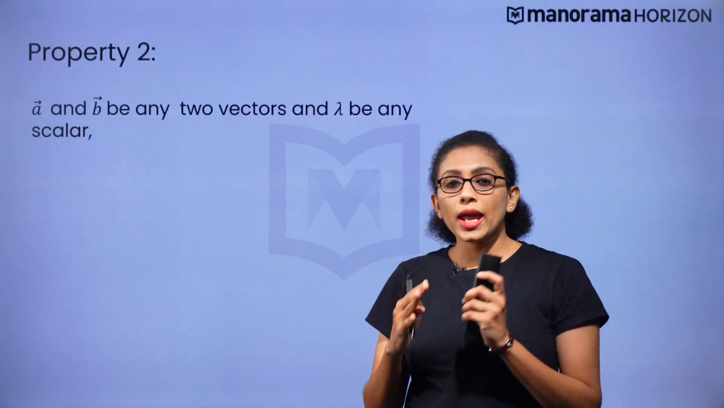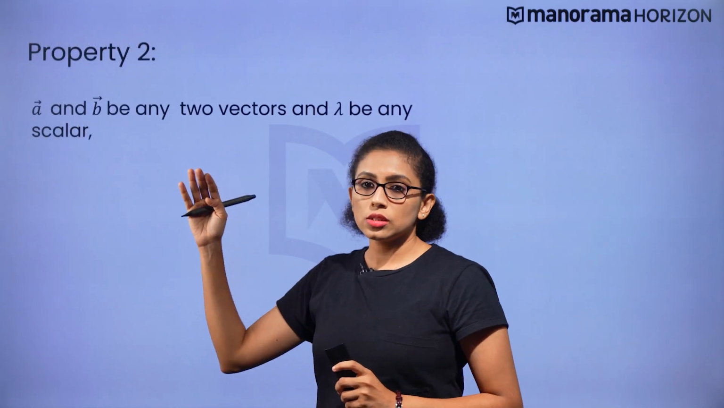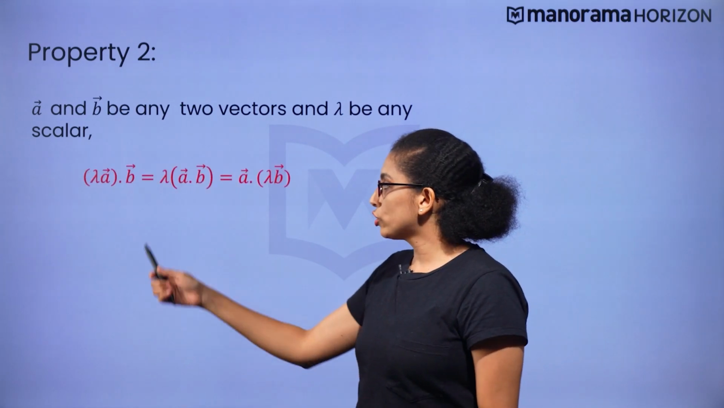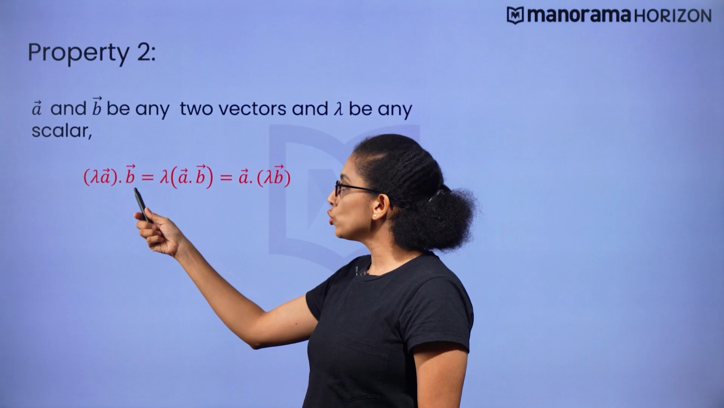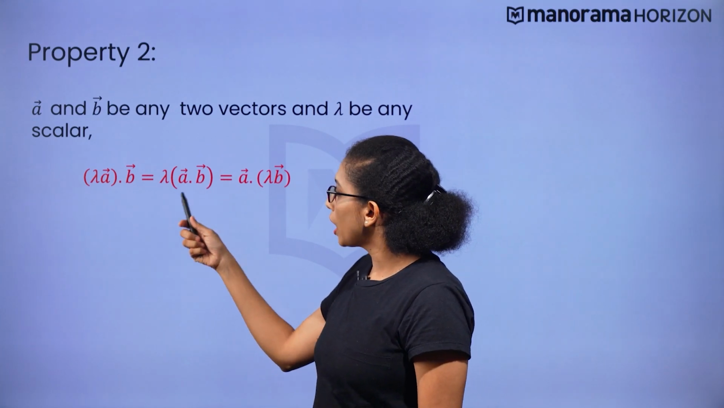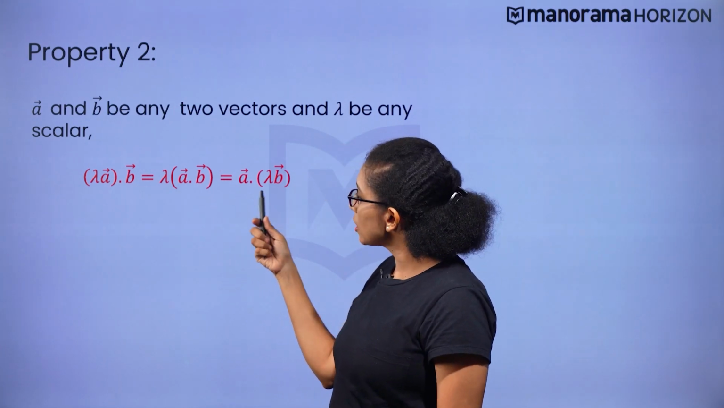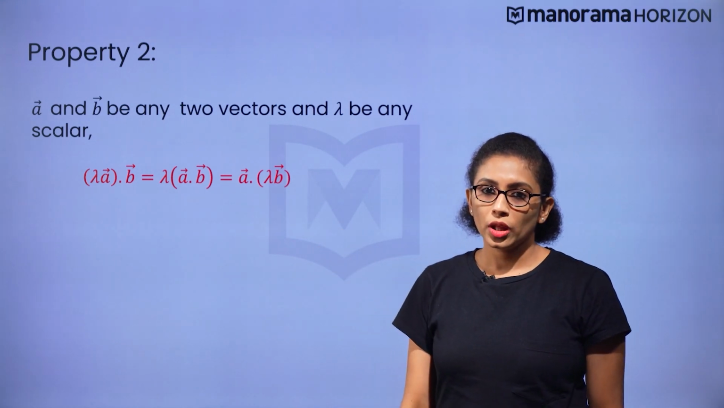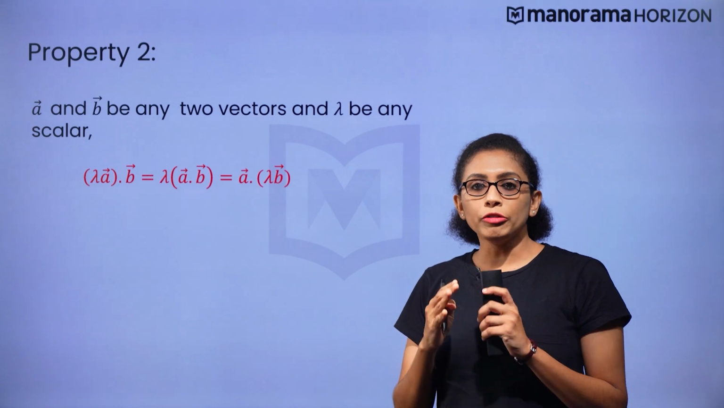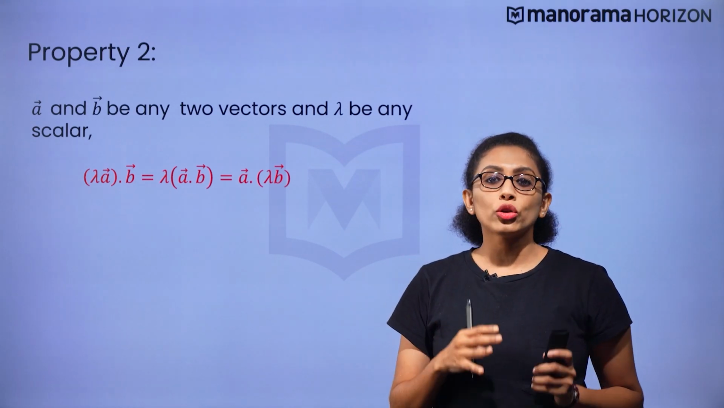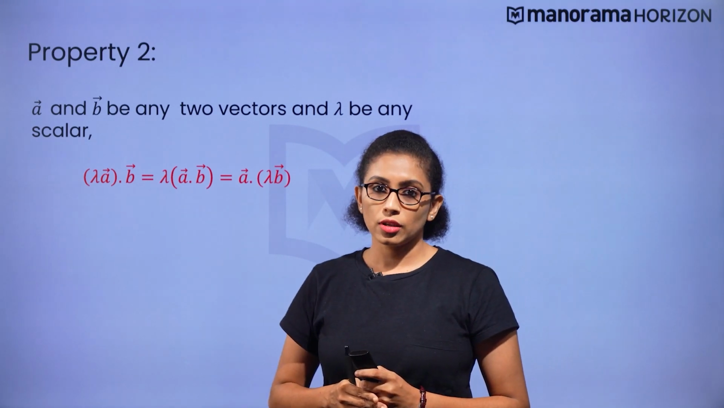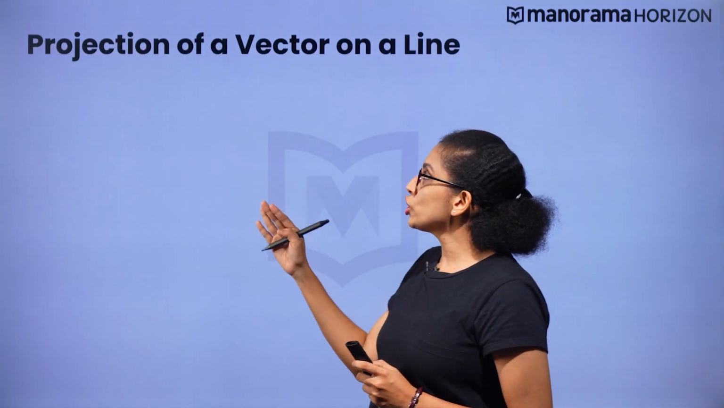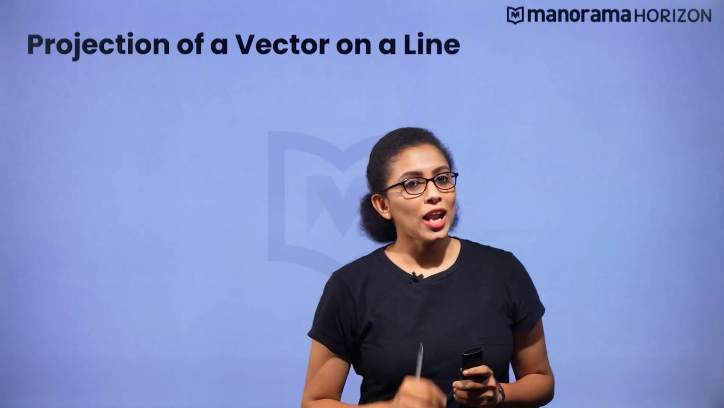Next, if a and b are two vectors and lambda is any scalar, then the dot product of lambda a with b will be equal to lambda times (a dot b), which is also equal to a dot lambda b. So here you have learned the scalar product or dot product of two vectors. Now we can learn about the projection of a vector on a line.